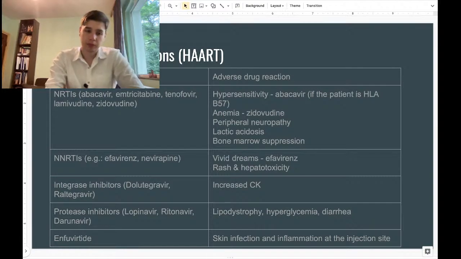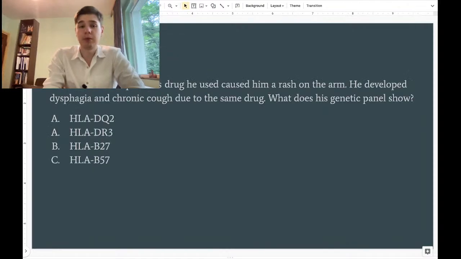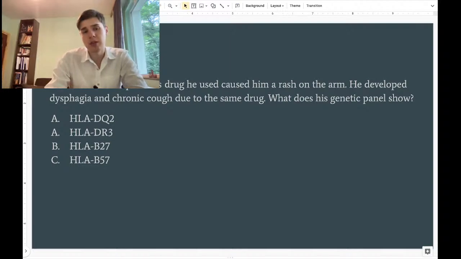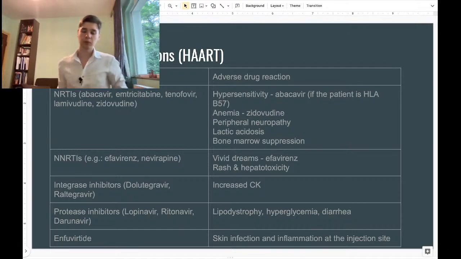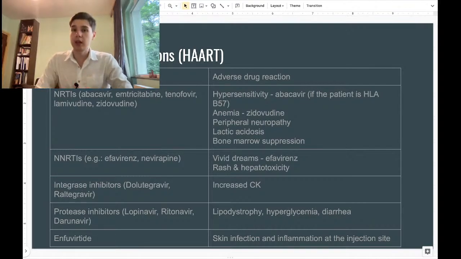Now, the patient previously developed dysphagia, which can be eosinophilic esophagitis, chronic cough due to hypersensitivity pneumonitis, and a rash on the arm, again due to a hypersensitivity reaction, simply seen in patients with HLA-B57 treated with abacavir. If you want to have this table for reference, you can take a screenshot now.